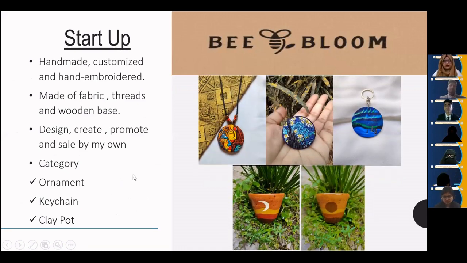As you asked, what kind of product do I sell? So there are the categories. I sell ornaments, keychains, and clay pots, and everything is handmade. As you can see in the pictures, I have ornaments which are hand embroidered, and keychains that are wooden base and painted on the surface, and there are clay pots which are designed by me.